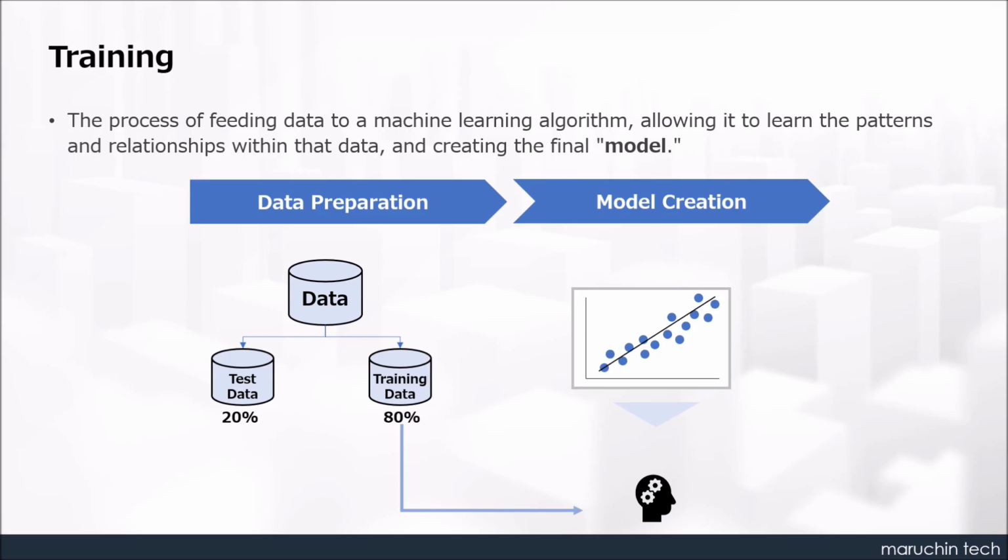Typically, the training data makes up about 80% of the total. The model learns exclusively from this portion. Next, we use the remaining 20%, the test data, to evaluate the performance of the completed model. We perform this evaluation to prevent a situation called overfitting.